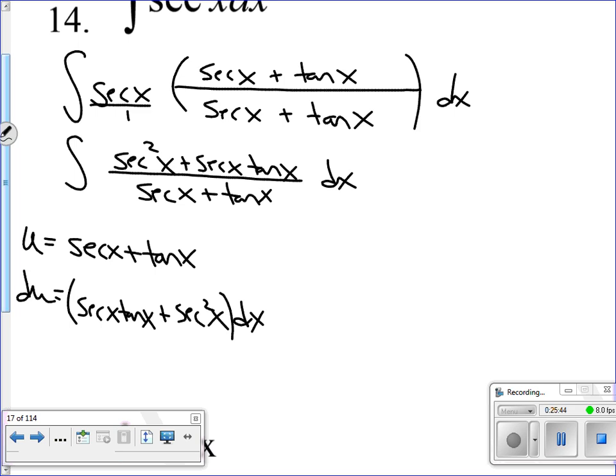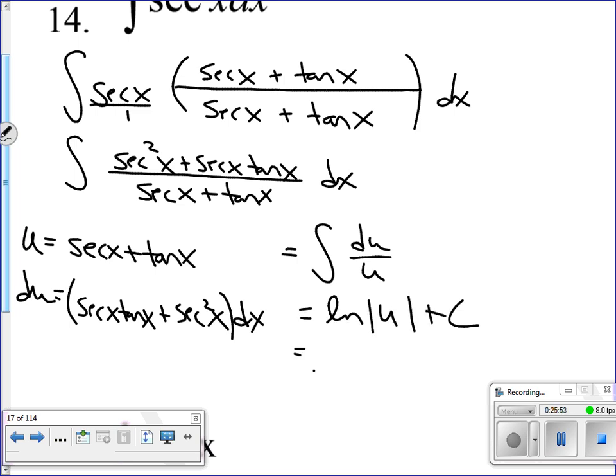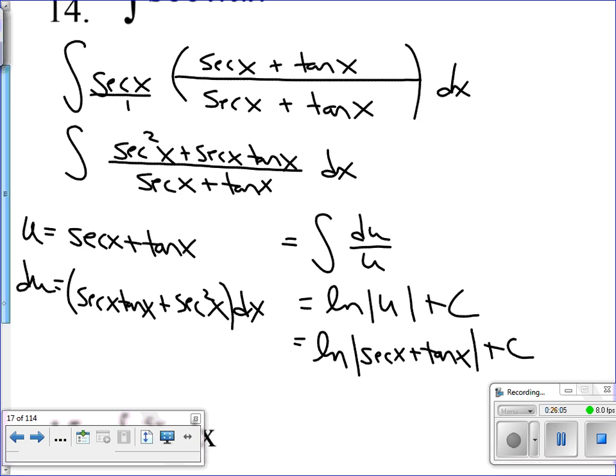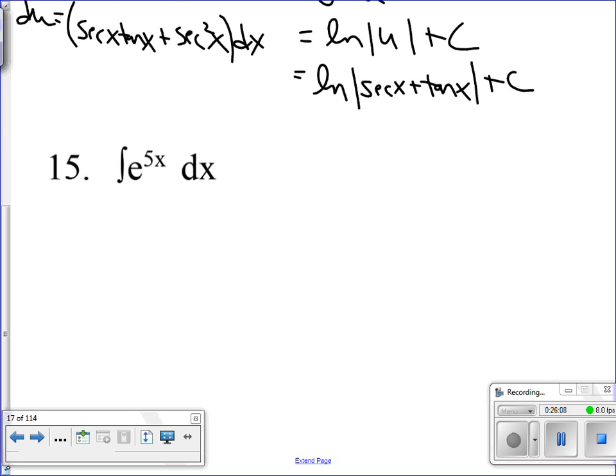It's commutative. So we rewrite this as the integral of du over u, which is natural log absolute value of u, which gives you the natural log of the absolute value of secant x plus tan x. That was fun. Okay, that was 14. Moving on to 15.